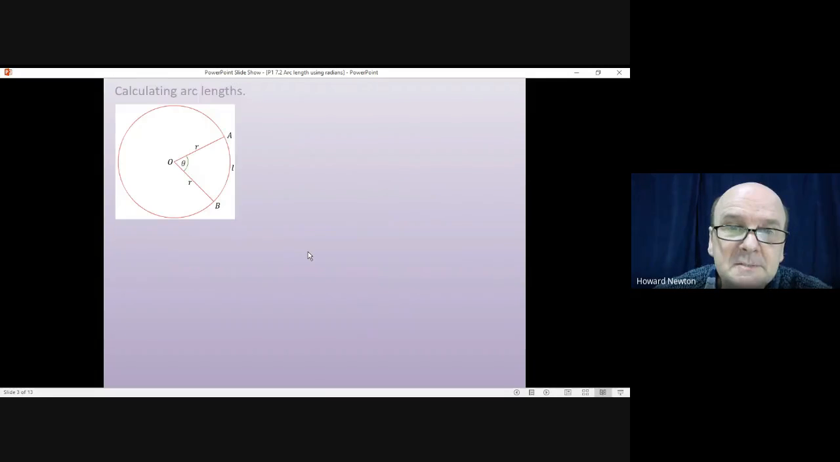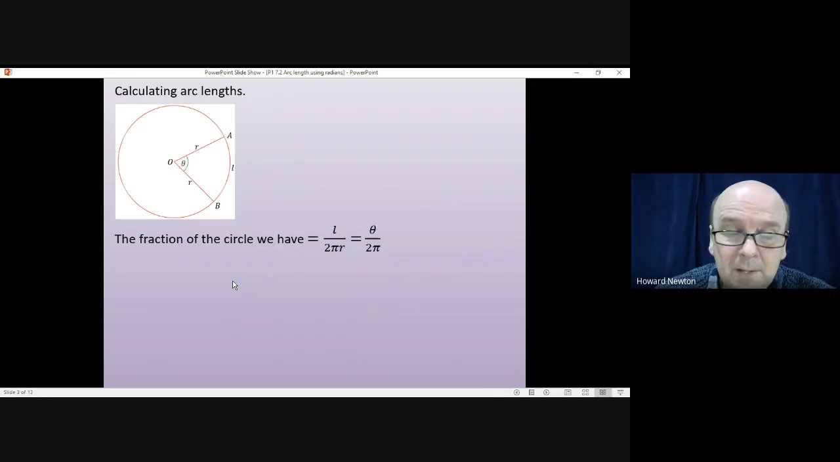Calculating arc lengths. Let's say you had a circle with radius r, where this angle in the center is theta, and the length of the arc is L. Similar to what we did in the last lesson, if we look at what fraction of the circle we have, in terms of the circumference, the fraction is L out of 2 pi r. In terms of the angle, what we have is theta out of the complete turn at the center of the circle, which is 2 pi radians.